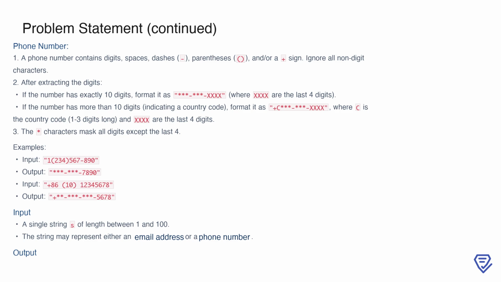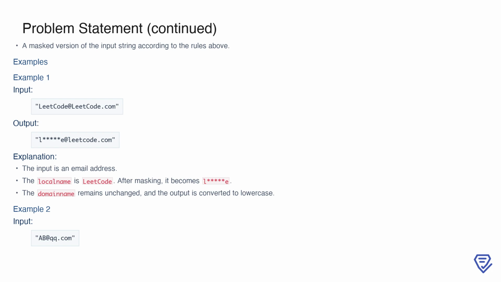For example, the input 1234567890 would result in the output ***-***-7890, and the input +86 1012345678 would result in +**-***-***-5678. These formats ensure that the sensitive parts of the phone number are masked while retaining enough information to recognize the number. The program should return a masked version of the input string based on these rules.